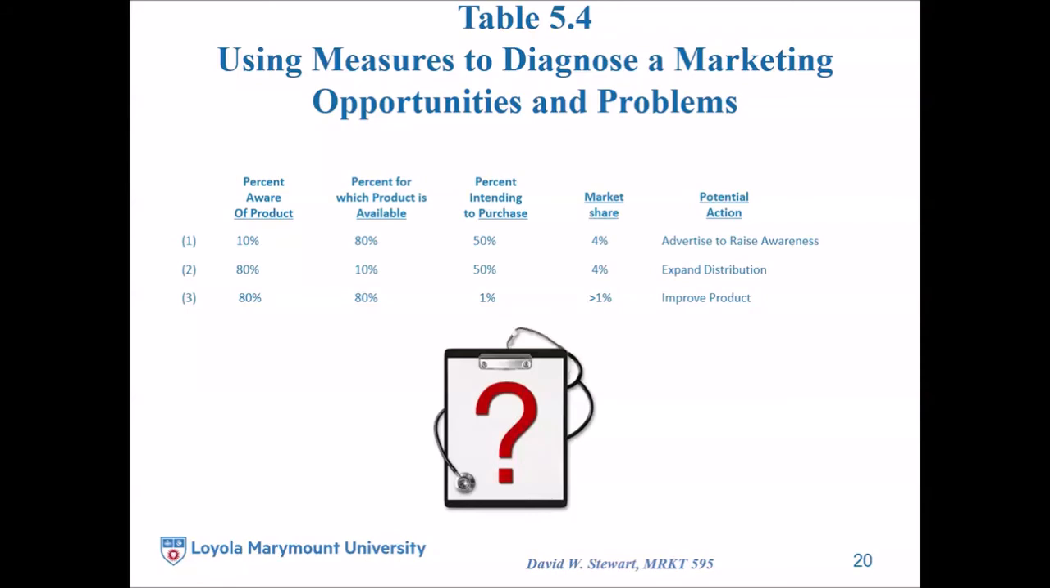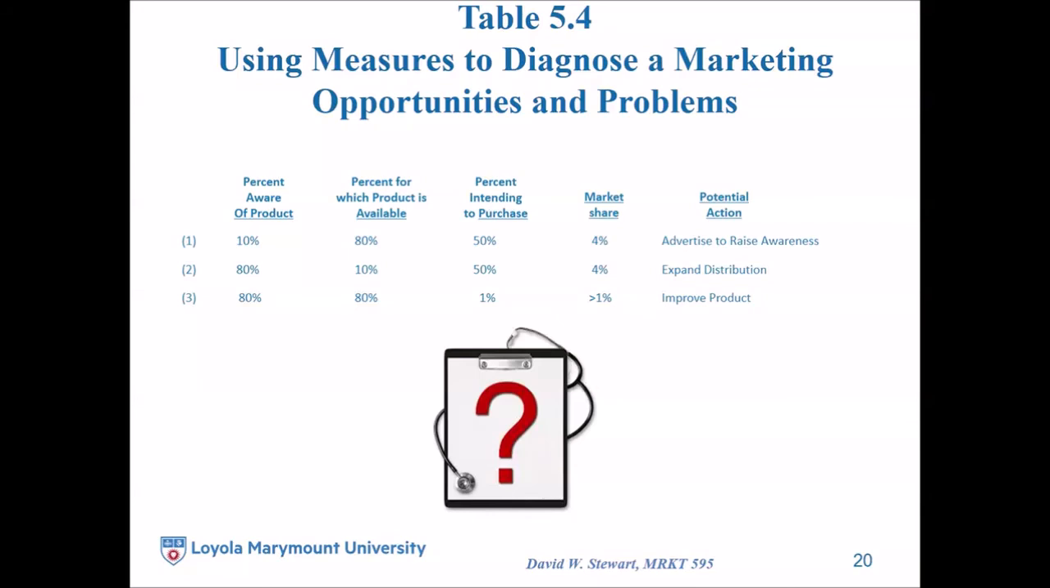But my problem here, which is why I said this is diagnostic, my problem is an awareness problem, and I really need to advertise to raise awareness. In contrast, I may have a lot of awareness, but not much distribution. Again, good intent to purchase, I gain a 4% market share. And if I'm only looking at market share or the cash flow associated with my product, I'm not going to know that the problem here is I've got a distribution issue. Awareness issue here, distribution issue here.